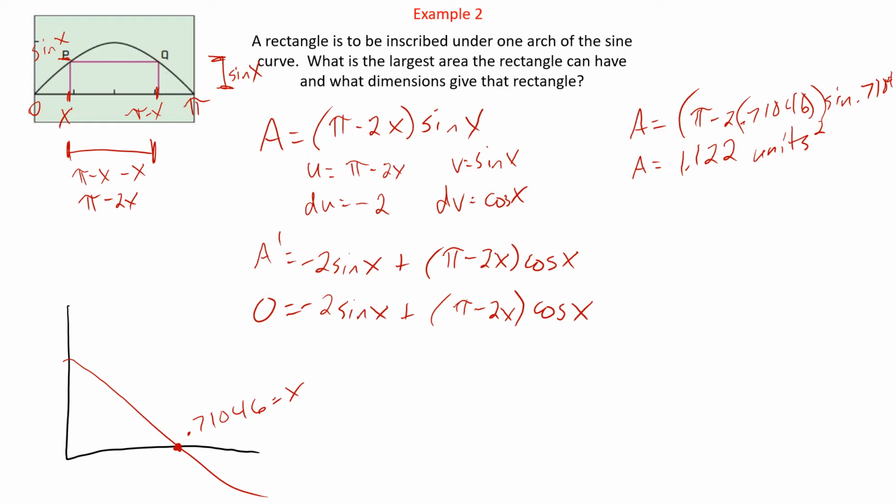And then what dimensions give that rectangle? So the dimensions, it's not 0.71046, that's x, that's not the dimension. The dimensions, we're going to have pi minus 2x, and we're going to have sine of x. So pi minus 2 times that is going to be about 1.721.